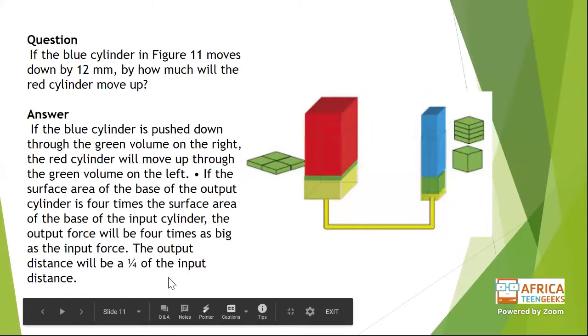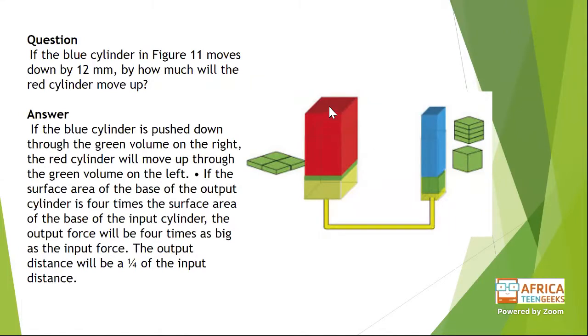Why? I put this illustration to indicate that this is only a quarter of this. So if this is the input, one input here will make a quarter output. Four inputs here, four input efforts, will make one complete output here. So we must think about that when we do our calculations.